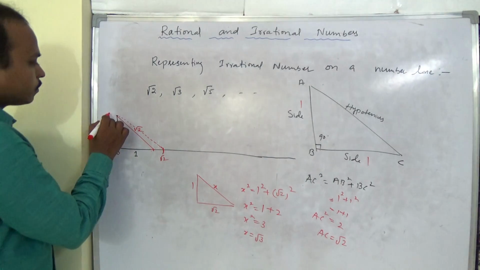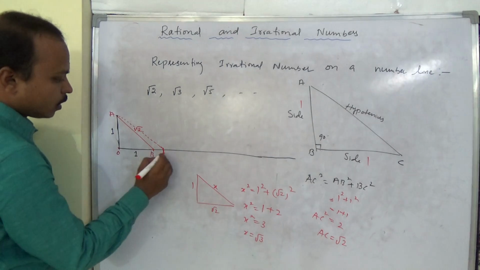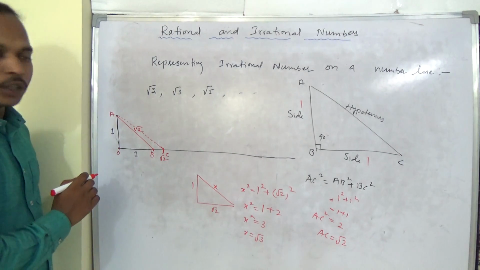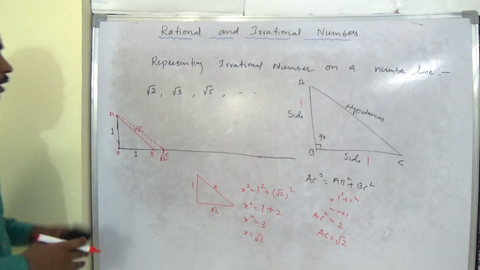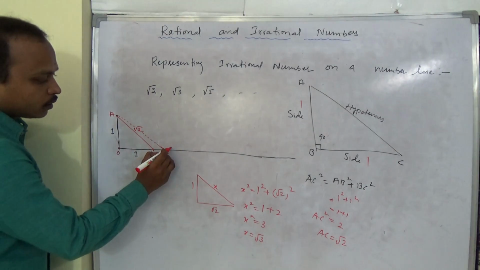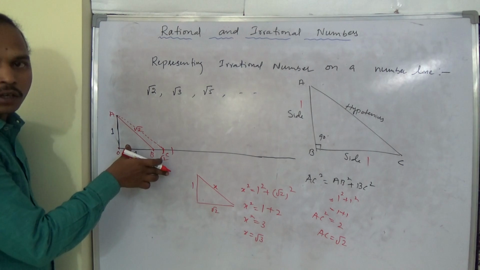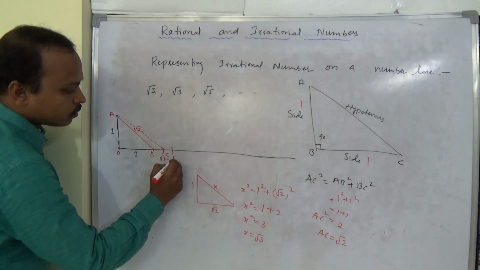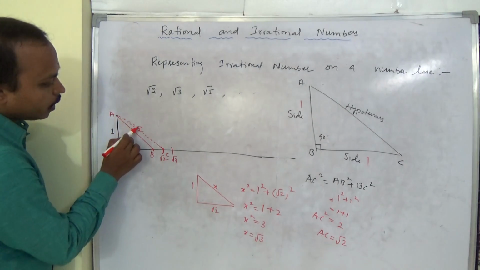Now take A, B, C. The distance from A to C is nothing but root 3 now. So measure the AC distance with a scale. From O you can draw the arc. With the same distance you can draw an arc. Find it out and draw an arc. This is root 3. Similarly you can join this.